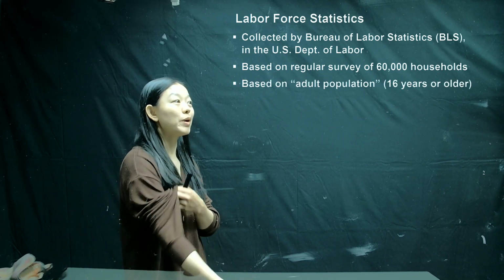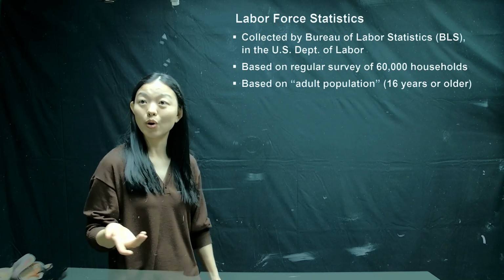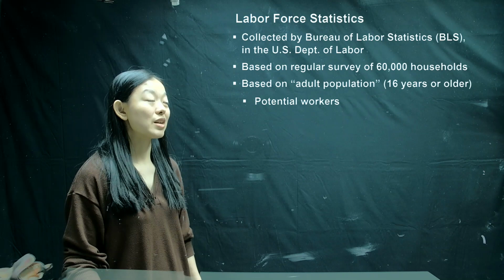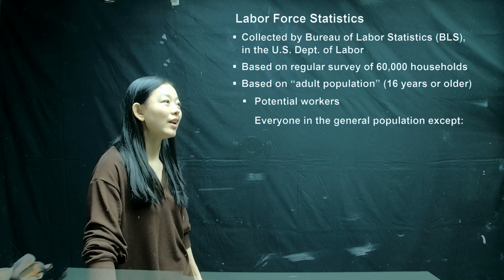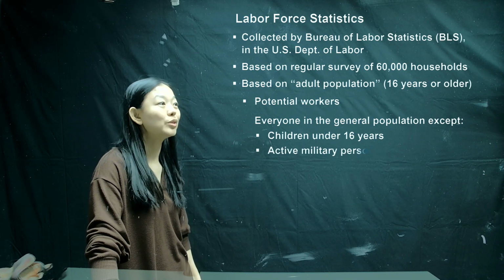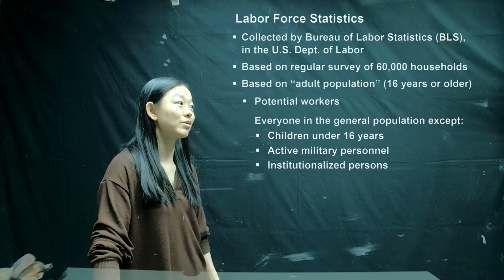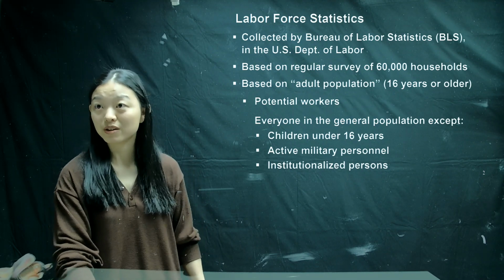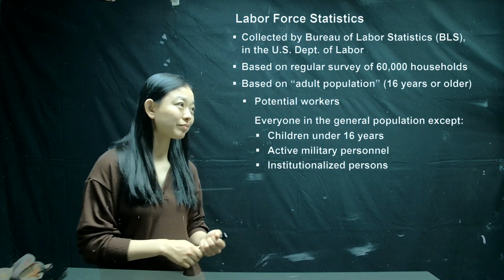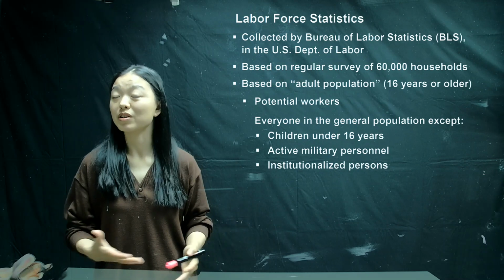It is based on the adult population, which means people who are already 16 years old or older. So we treat those adults as our potential workers. Everyone in the general population is included except children under 16 years old, active military personnel, and some institutionalized persons. For example, people in jail are excluded from labor force statistics. Except for these three categories, we treat the rest as potential workers.